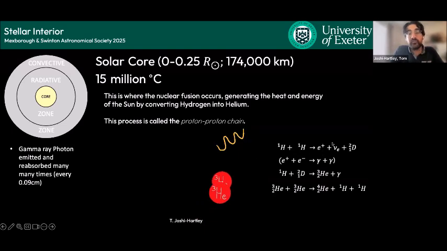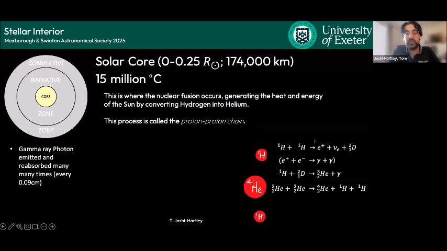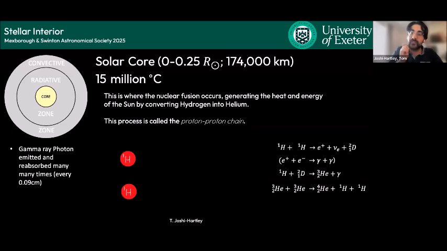This positron, this positive electron that was formed in the first step, can collide with an electron that's floating around in the core. They can annihilate and form two gamma rays. So we're also forming three gamma ray photons here as well. And those gamma ray photons are important because they are going to transport us some heat through our radiative zone.